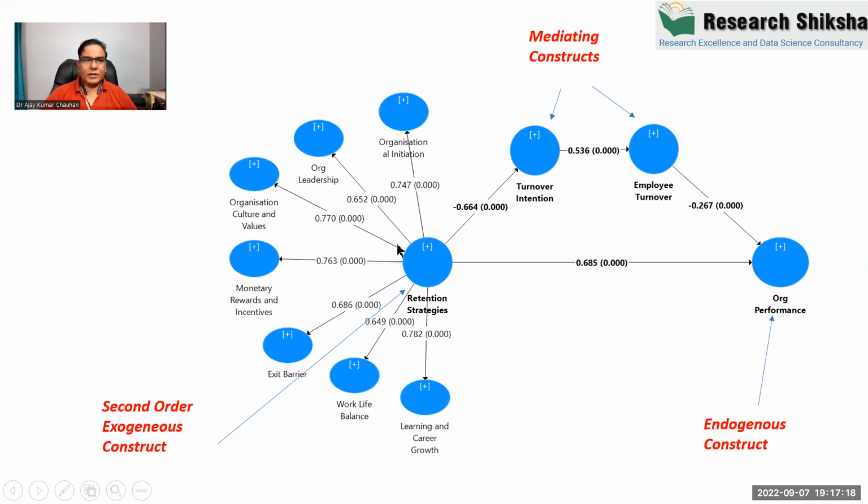Then retention strategies influence the turnover intention. Turnover intention reduces the employee turnover, and turnover causes the organization performance. So in this model, turnover intention and employee turnover are mediating constructs because they come between retention strategies and organization performance. Retention strategy is a second order exogenous construct. Organization performance is an endogenous construct.